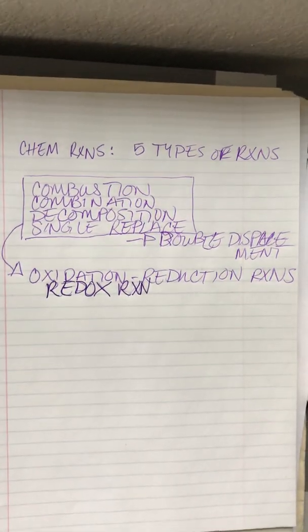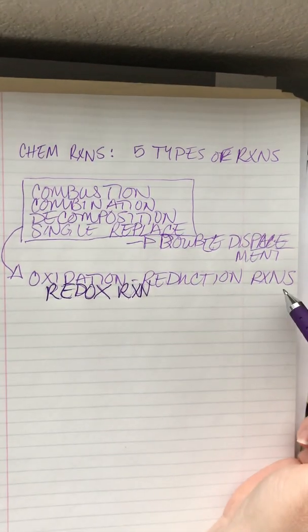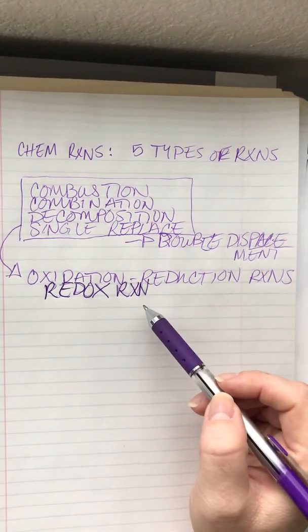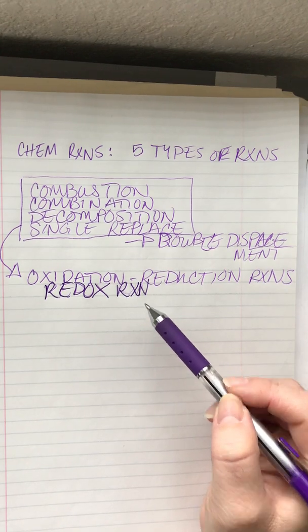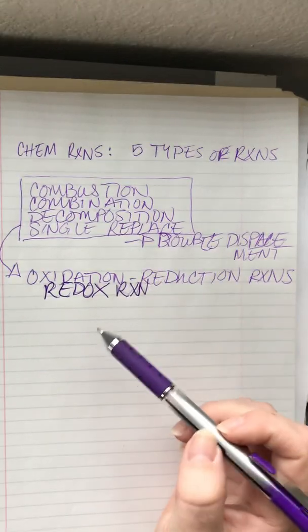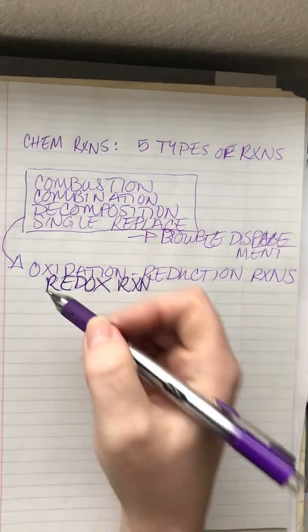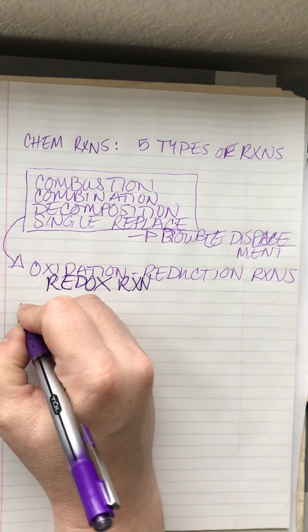Okay. All right. So we're talking about oxidation reduction reactions, which, shorthand, is redox reactions. All four of these types of reactions are just different kinds of redox reactions. So what the heck does that mean?